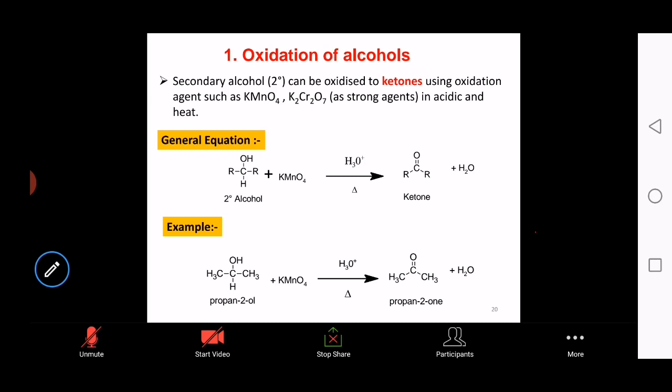You can see the general equation for oxidation of secondary alcohol. From secondary alcohol, it produces ketone. For example, propan-2-ol is a secondary alcohol. When it undergoes oxidation with a strong oxidizing agent, it produces propan-2-one. Propan-2-ol produces propan-2-one.